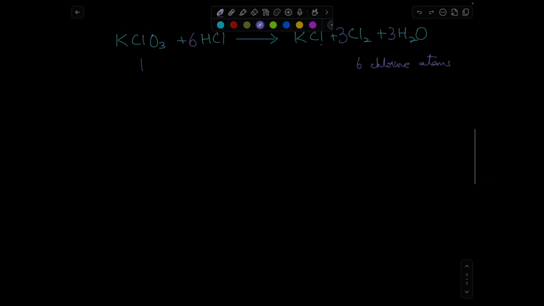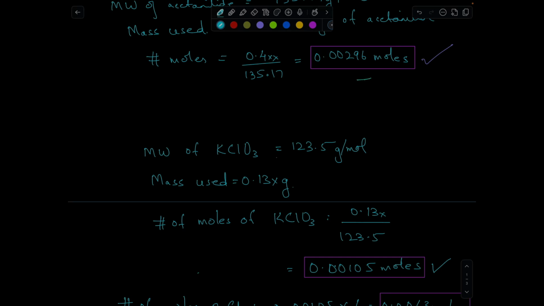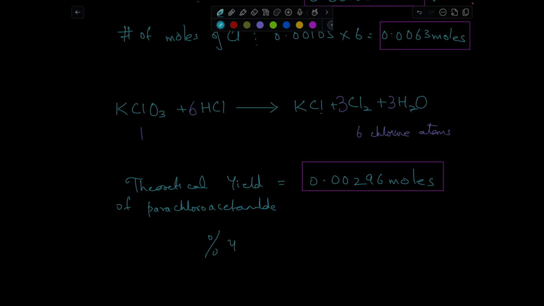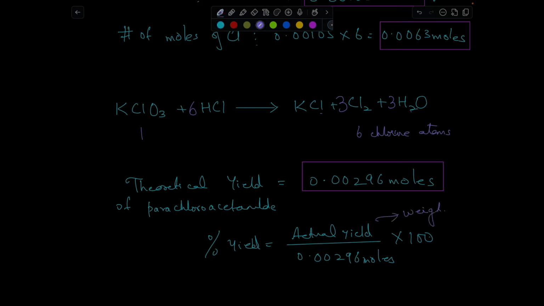Which means the number of moles of the parachloroacetanilide formed will be equal to the number of moles of acetanilide. So the theoretical yield will be 0.00296 moles, and the percent yield is going to be your actual yield, which you will be weighing, over the theoretical yield, which is 0.00296, times 100.